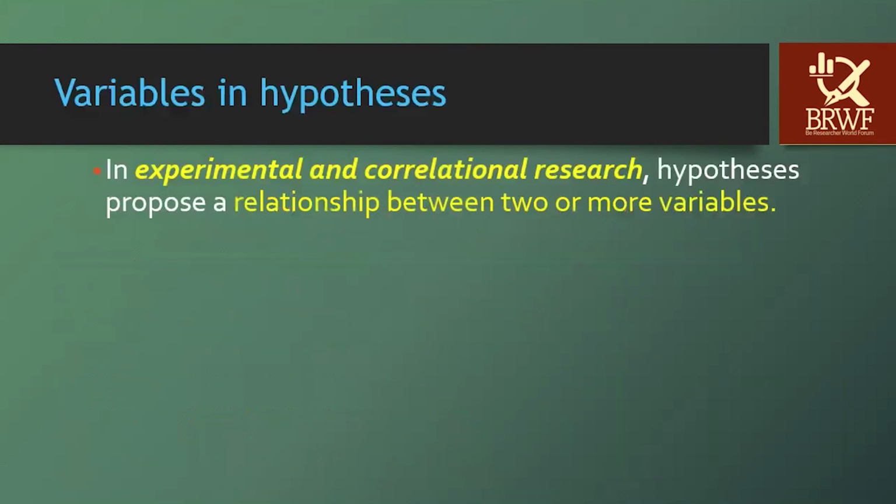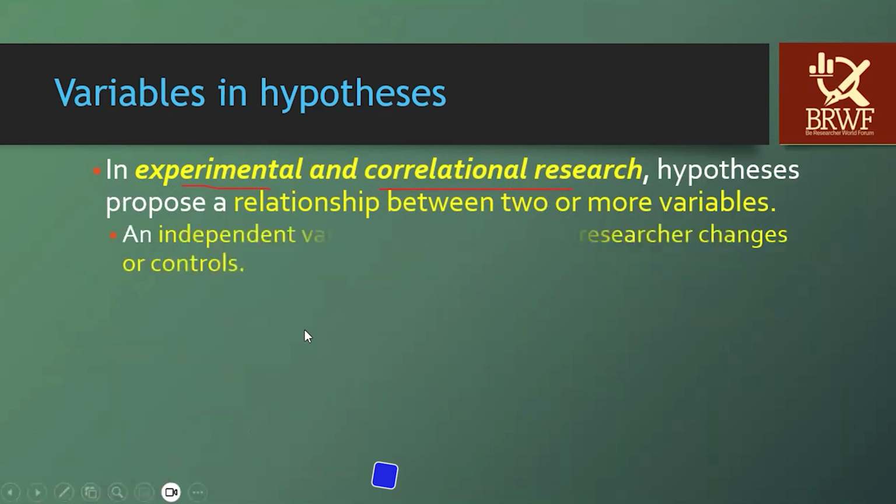So how to design what the variables in the hypothesis are? We also discuss a lot how to define your variables in the hypothesis. So in experimental or correlational research, a hypothesis proposes a relationship between two or more variables. Okay, we'll go further and you will understand more, inshallah.